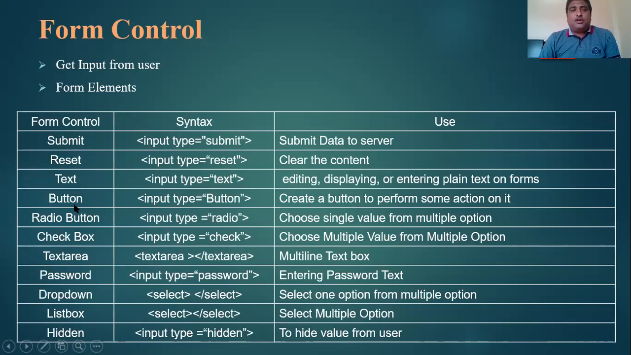Next, for creating a button, we use the syntax input type is equal to button to create a new button. It is generally used to call a function or an event when we click on it. Next one is the radio button. Its syntax is input type is equal to radio. When we have multiple options and from that we have to choose a single item, then we use the radio button. Its important properties are name, ID, and checked property.